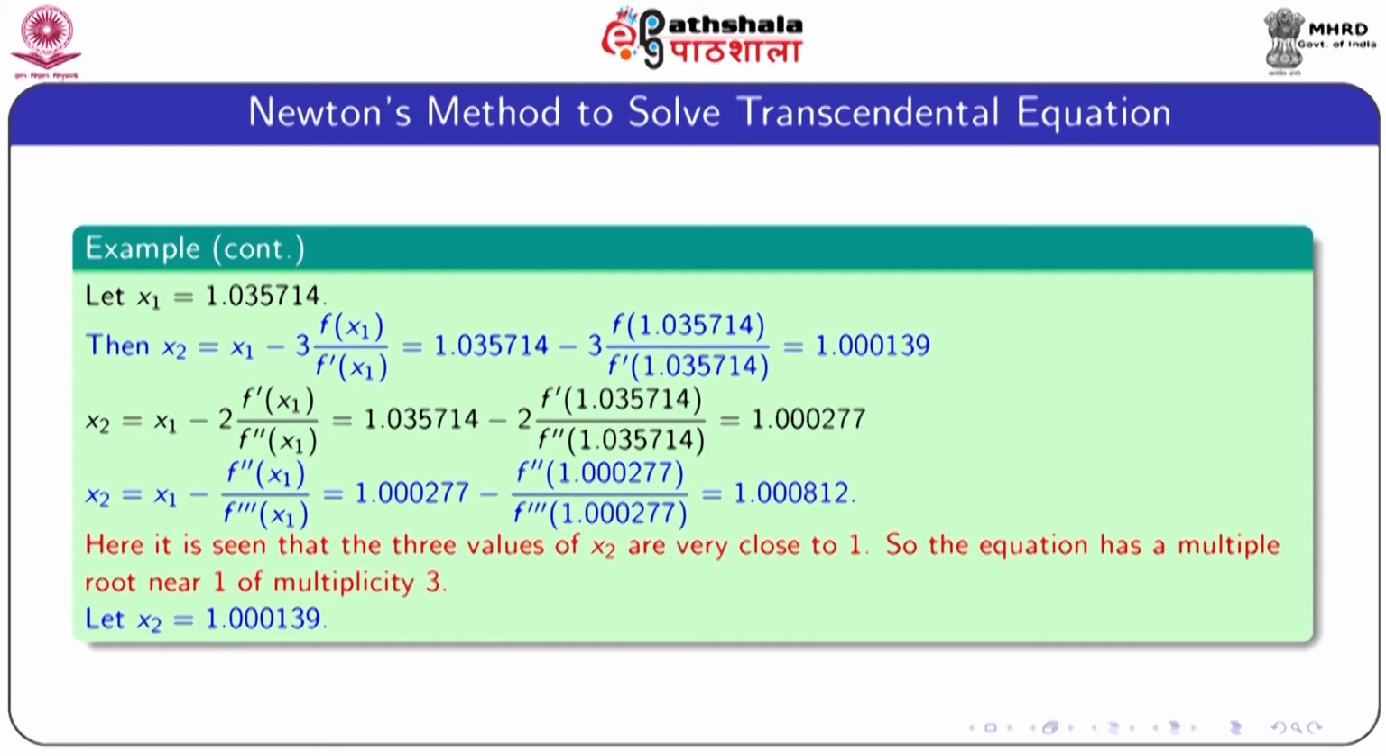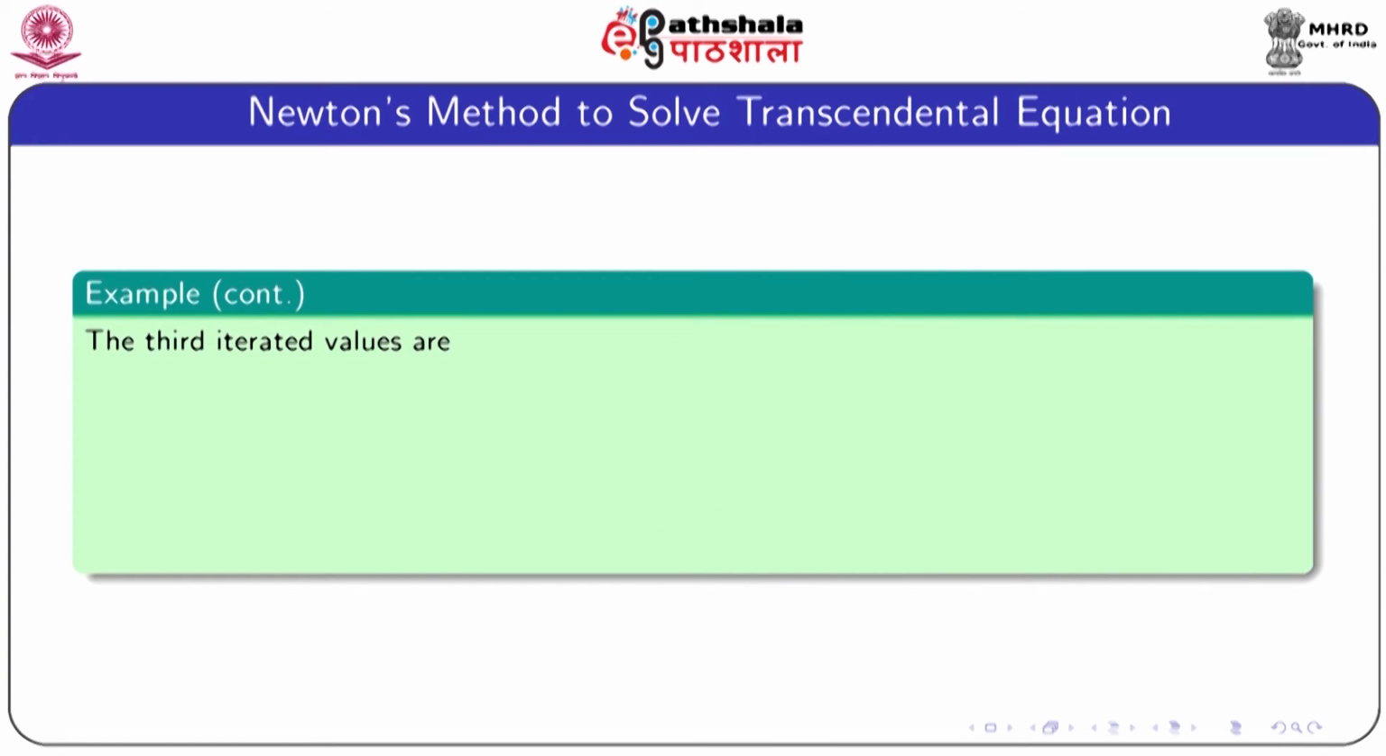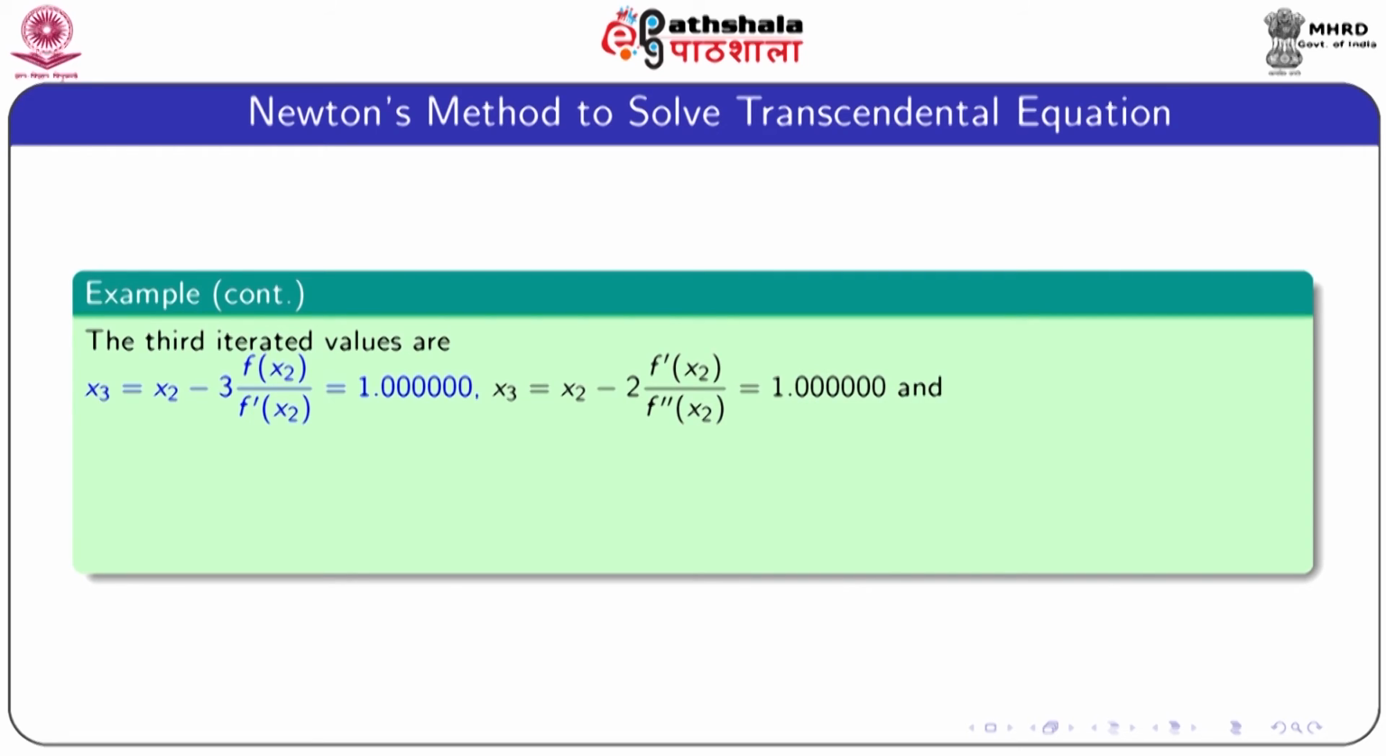Let the second approximate root be 1.000139 obtained from the first formula, and now we apply the third iteration. The third iterated values are x3 equal to 1.000000, similarly x3 equal to 1 and x3 equal to 1 using the third formula. So all these values are exactly equal to 1.